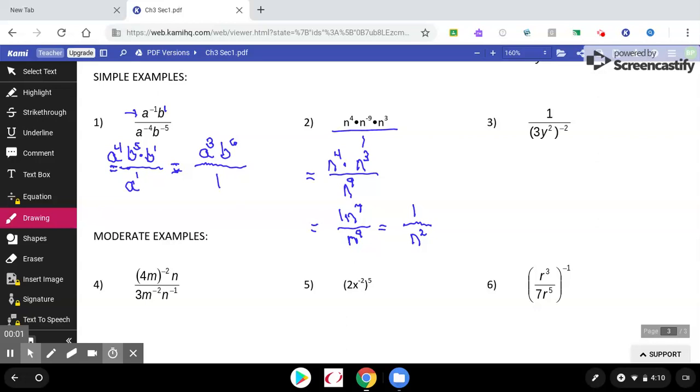It's the third part of the video series on rules for exponents, and that will be section 3.1. So these are a little bit tougher, but if you needed to see more examples on negative exponents, then thanks for tuning in.